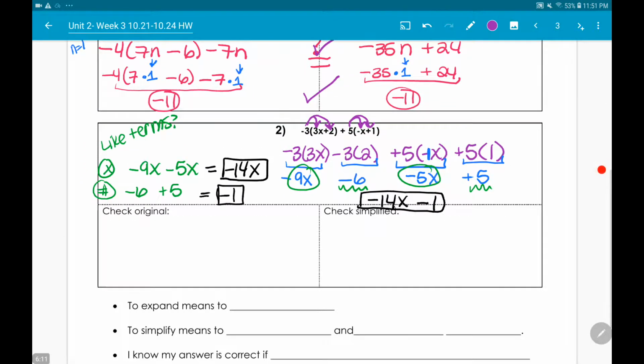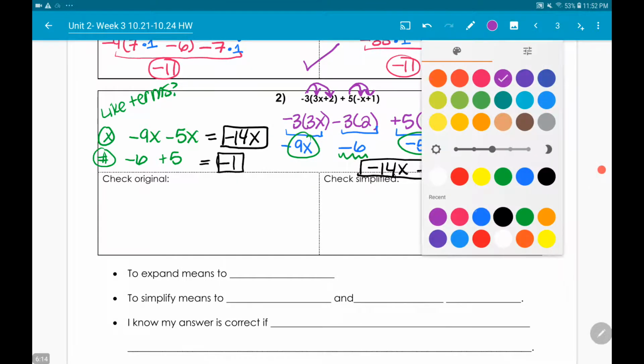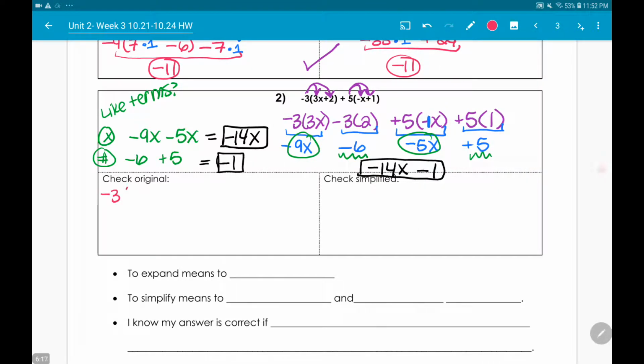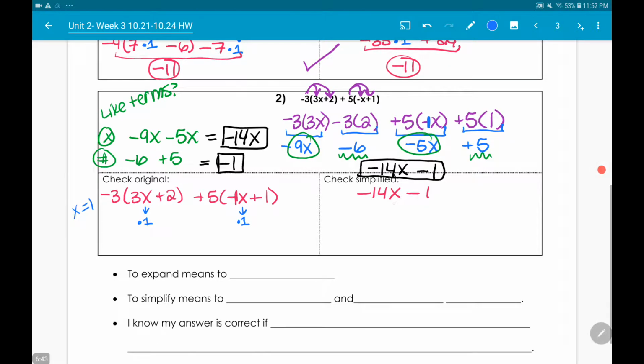All right, let's do it again. So I take my original. Make sure to copy down those parentheses. I'm going to put a 1 there. And I take my simplified. I pick a number for x. I'm going to, again, pick 1 because that's easiest. Remember to put your multiplication in. It's not a decimal. All right, bring everything down.